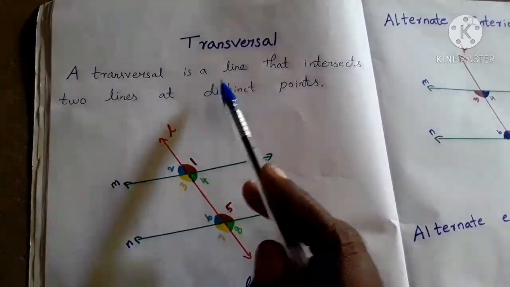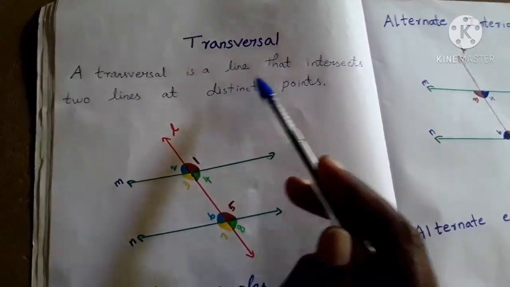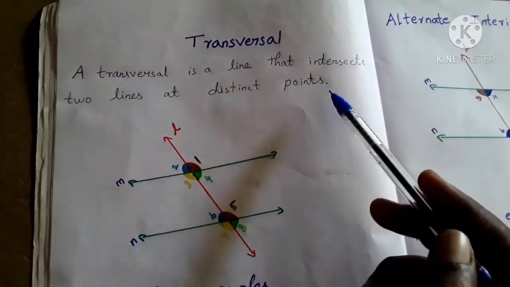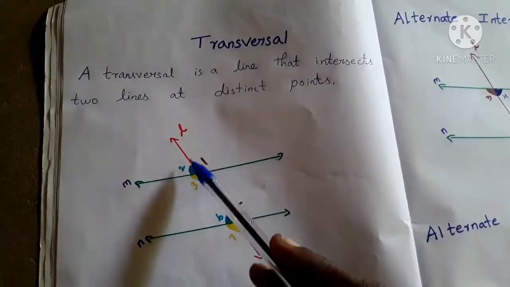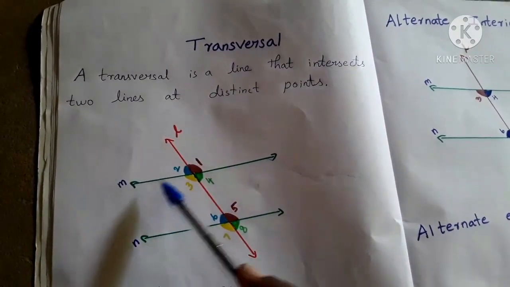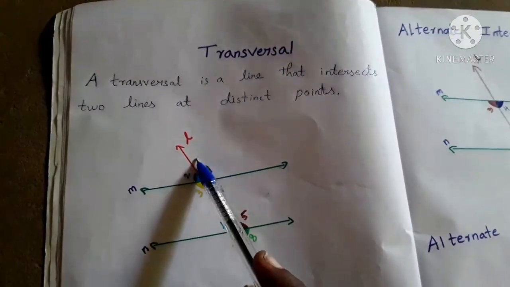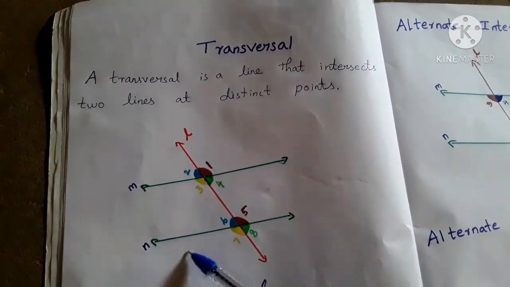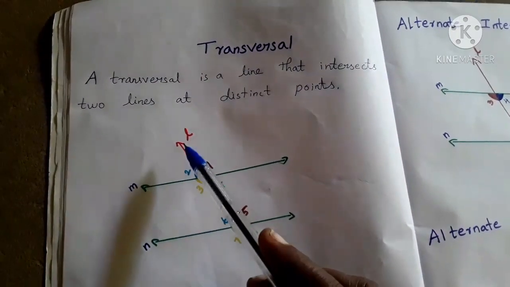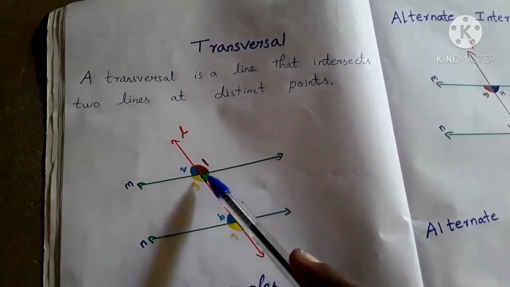A transversal is a line that intersects two lines at distinct points. Here M and N are two lines, and the line L intersects the two lines at distinct points.